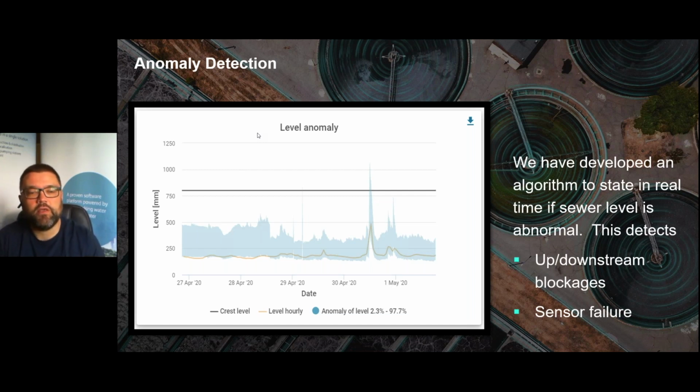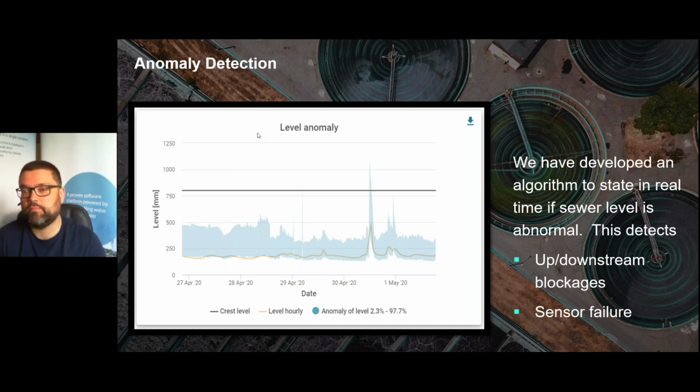You can see in the image on the screen, there is an orange line, and that orange line goes along quite happily. It increases, it comes down, and so on. And you've got a blue shading around that line, and that blue shading is the output of one of our algorithms. That's giving you the acceptable operating range for that particular sensor. And it gives the utilities or the users of these instruments the ability to know whether the level in the sewer is correct. So do we have problems in the sewer, or is the sensor working correctly?